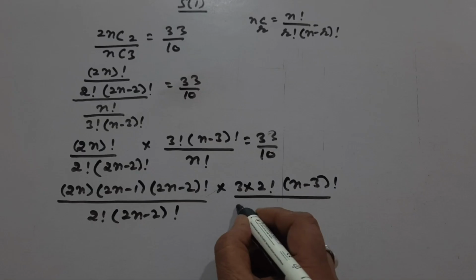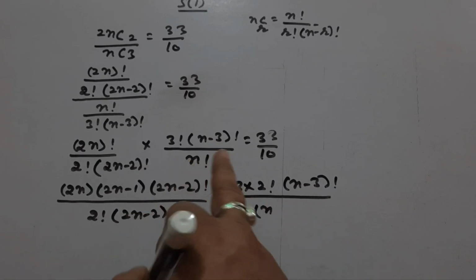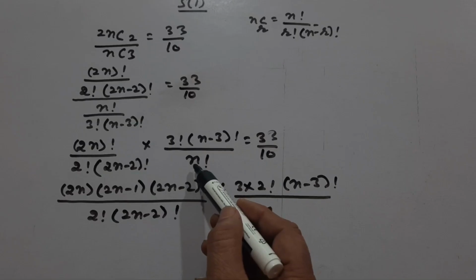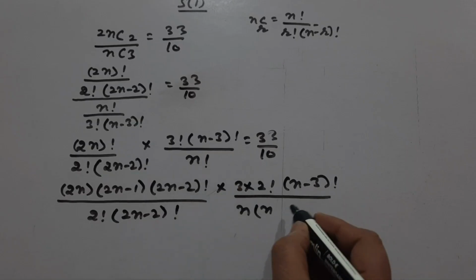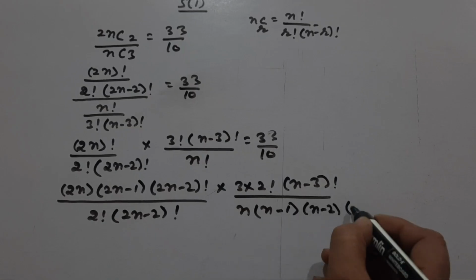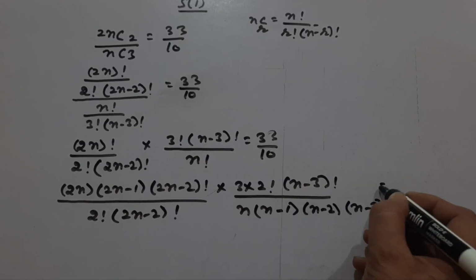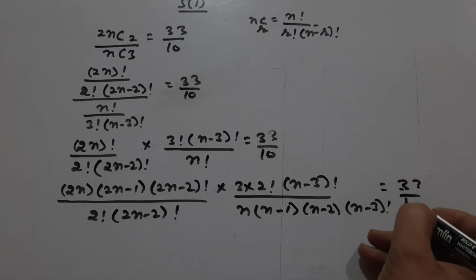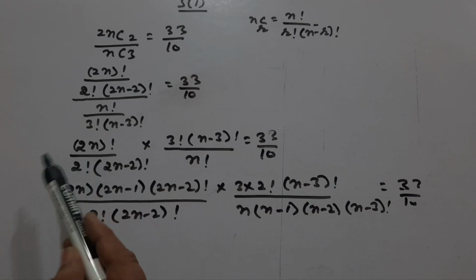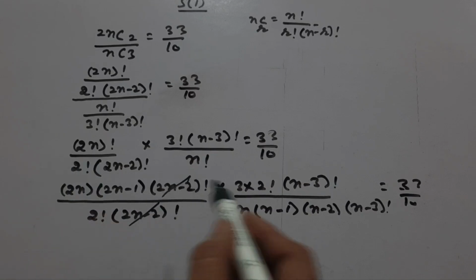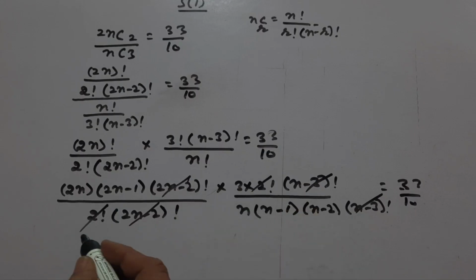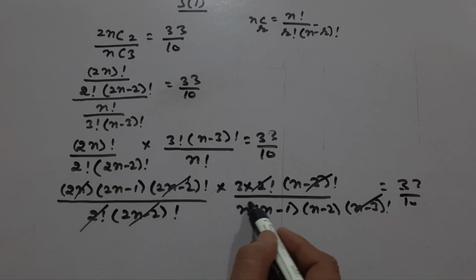(n minus 3) factorial, because here we have (n minus 3) factorial and in the denominator we have n factorial, so the larger number is n, so we open n factorial as n into (n minus 1) into (n minus 2) into (n minus 3) factorial, equal to 33 by 10. And here also 2n is larger than 2n minus 2, so we will open 2n factorial. Now cancel these two, cancel these two, cancel these two, right, and cancel n with n also.